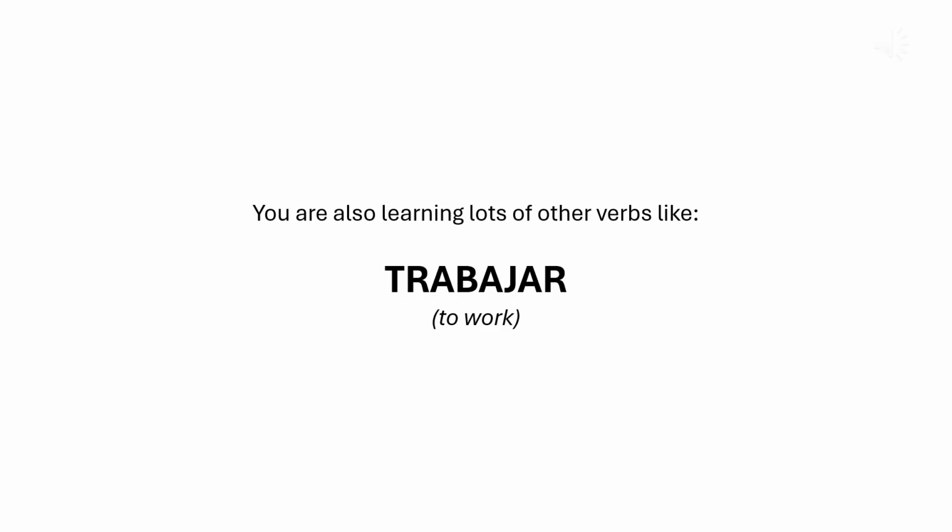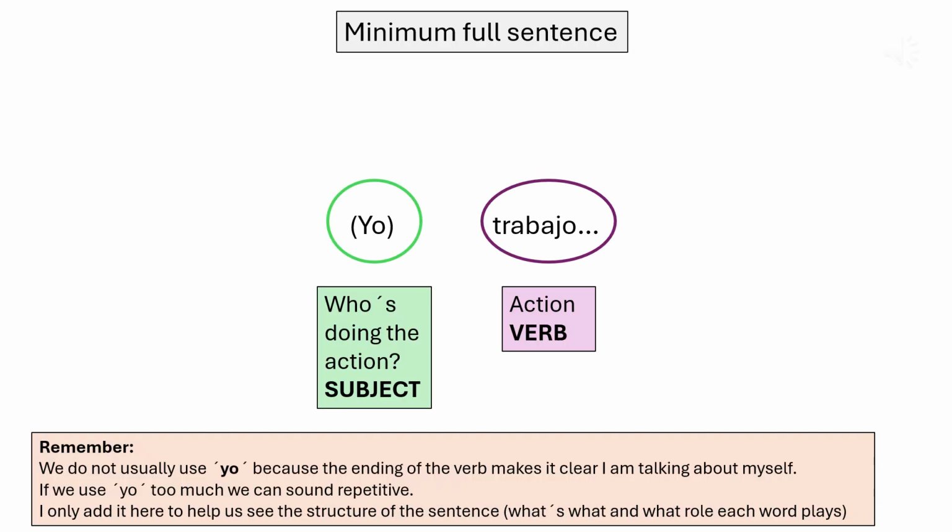You are also learning lots of other verbs like trabajar, to work. To make a sentence, the minimum full sentence that you can have, you only need two elements. You need the subject, yo, that's the person doing the action, and then a verb. In this case, trabajo. That's the action, and that means I work. Yo trabajo. With that, you've got a full idea, a full sentence. You don't need anything else, but of course, we can make it longer, and that's what we are working towards.